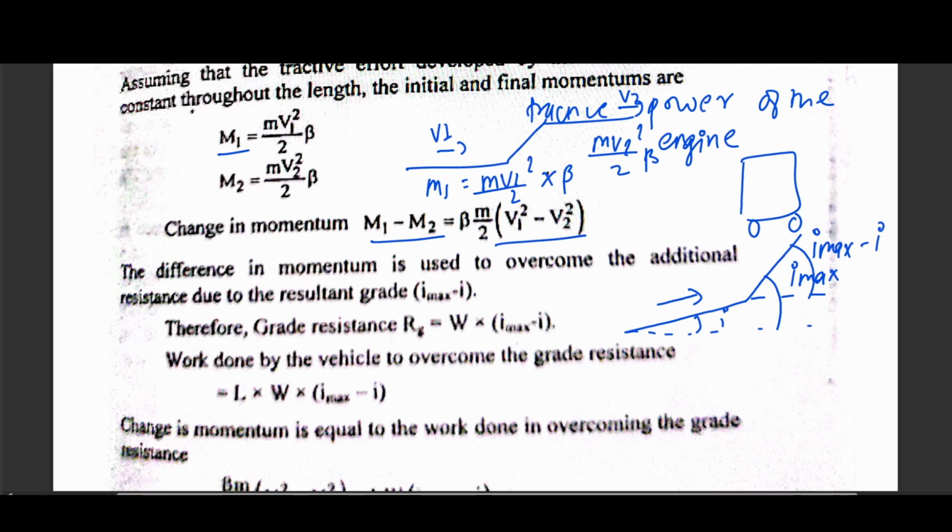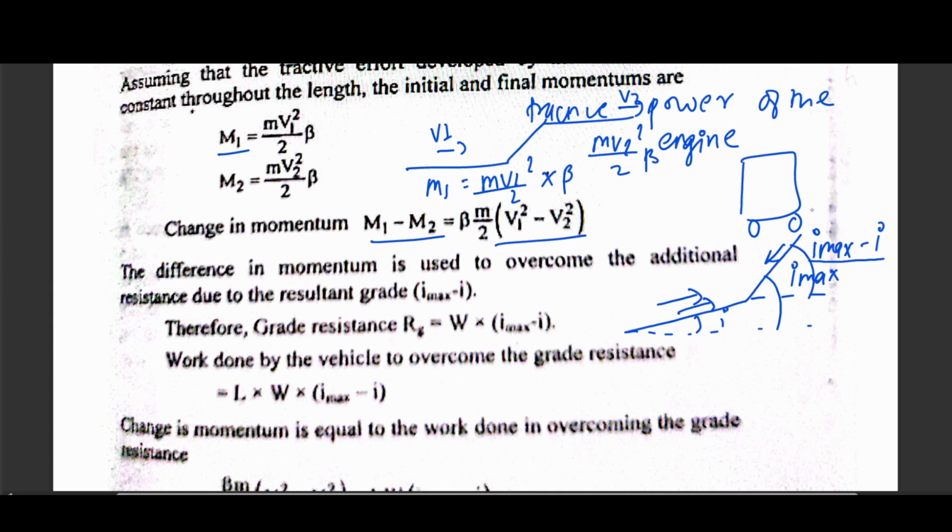The difference in momentum is used to overcome the additional resistance due to the resultant grade. So this is the resultant grade, and this resultant grade provides some grade resistance, and the grade resistance should be overcome by the difference in momentum.